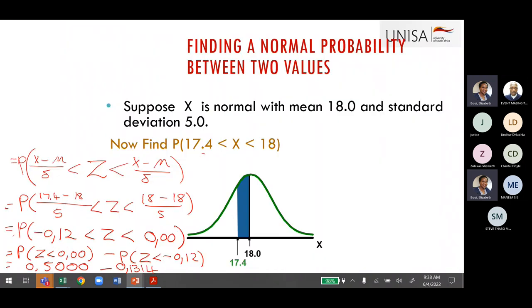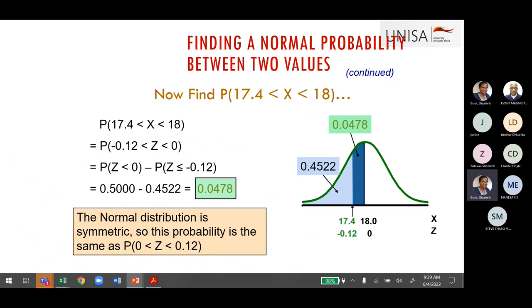0.1314, which then will be equals to 0.4. You said it's 0.3686. Sorry, Lizzie.